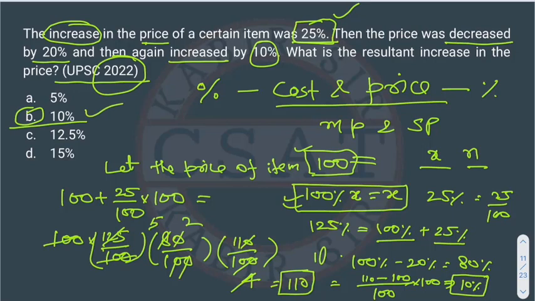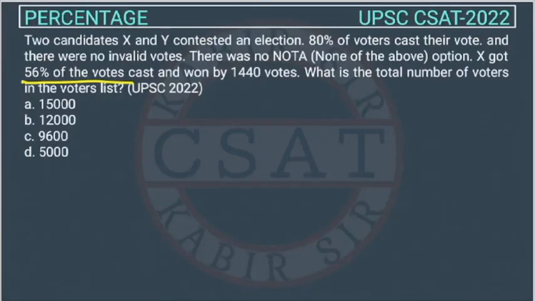So the final resultant change is an increase, because the price got increased. The initial price was 100, but the final price is 110. So it got increased, and by how much percentage? 10%. So this is the right answer. Okay, I hope you all understood this, right? So this is a question of percentage asked in the UPSC CSAT paper of 2022.